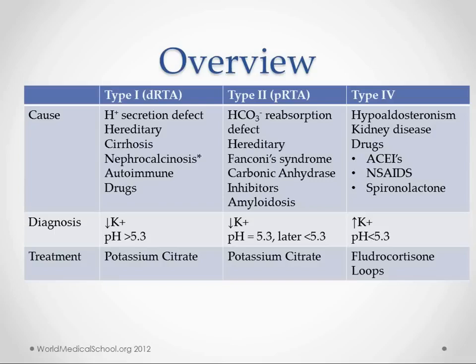Remember, on diagnosis, hypokalemia means type 1 or 2. And then once you get from there, a higher pH in a hypokalemic acidotic patient is going to be suggestive of type 1. Treat it with potassium citrate if it's type 1 or type 2, and fludrocortisone and loop diuretics if it's type 4.